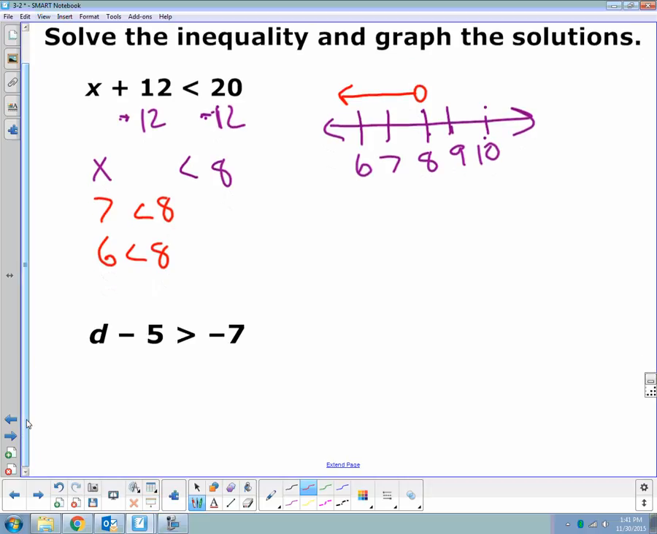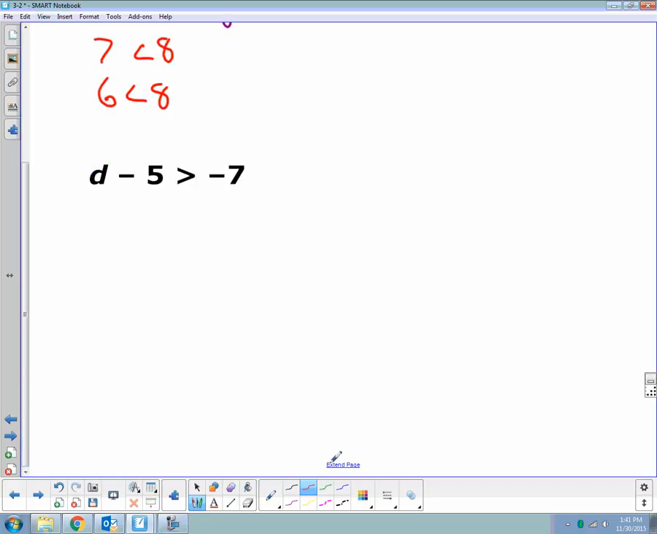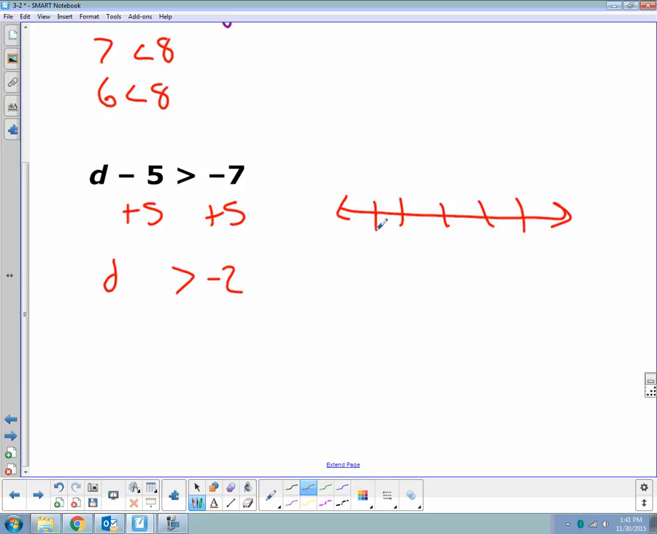Same idea for this one. We've got d minus 5 is less than negative 7. So I add 5 to both sides. I use that inverse operation. I say that d is greater than negative 2. So again, I'm going to make my graph. I need to put at least 5 lines on my graph. Negative 2, which is the solution, goes in the middle there. And I fill in a couple on either side.